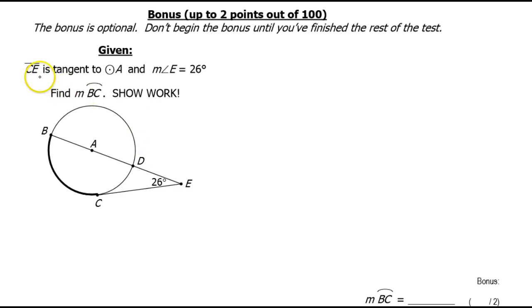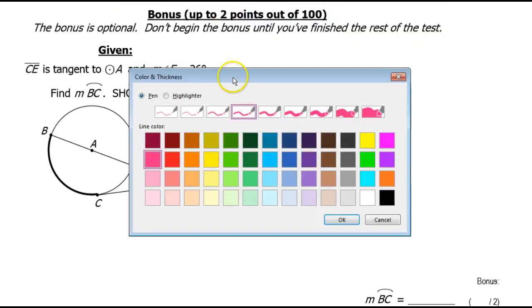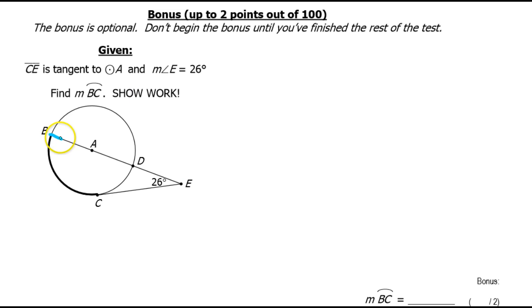So, let's see, what do we know? CE is a tangent. Okay, there it is. Angle E is 26, that's given. Find the measure of arc BC. Okay, so I can see why this is a challenging problem. So here's one thing to keep in mind. Okay, this is a diameter.